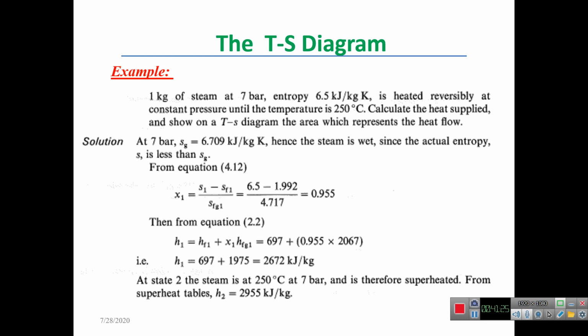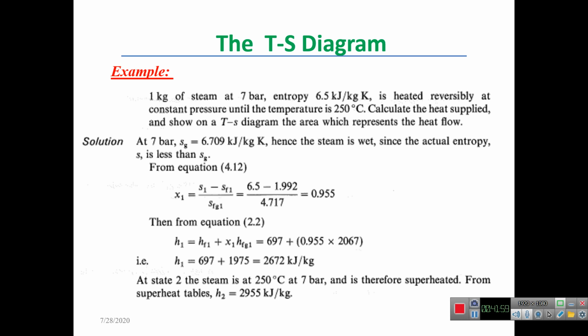Now, let us compare this value with the value of entropy which is given to us. It is known to us that the entropy at this 7 bar of the steam which we are dealing with is 6.5 kilojoule per kilogram Kelvin. But at 7 bar, the table tells us that the dry saturated vapor entropy is equal to 6.709, which is higher than the entropy of our steam, the 6.5 kilojoule per kilogram Kelvin.